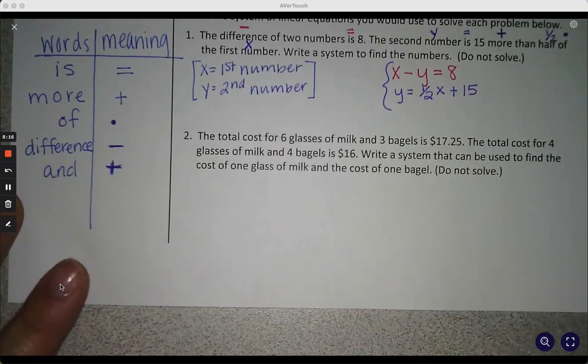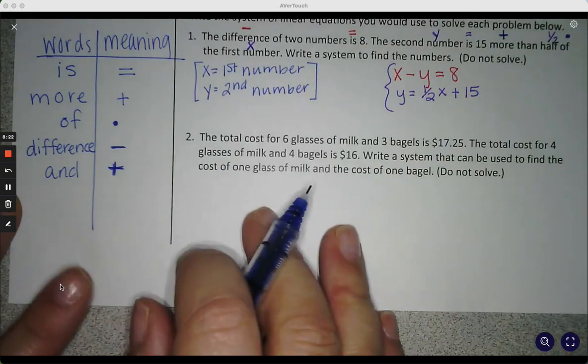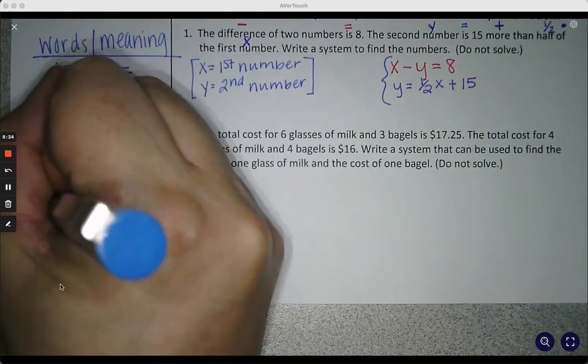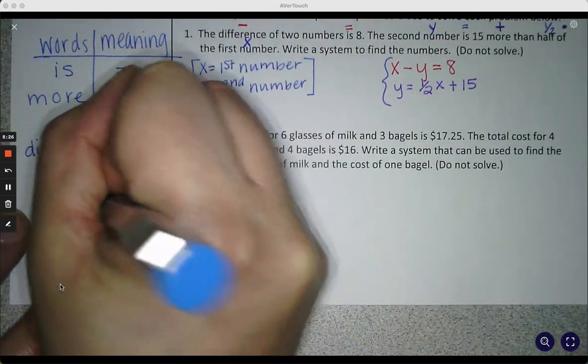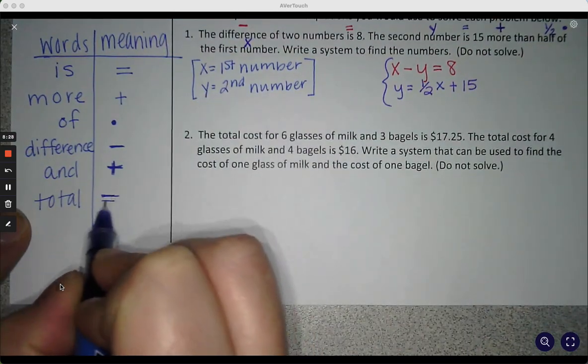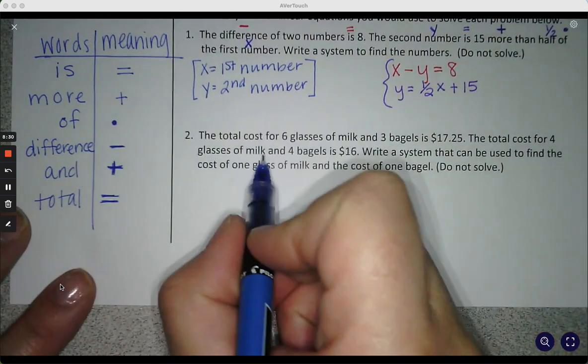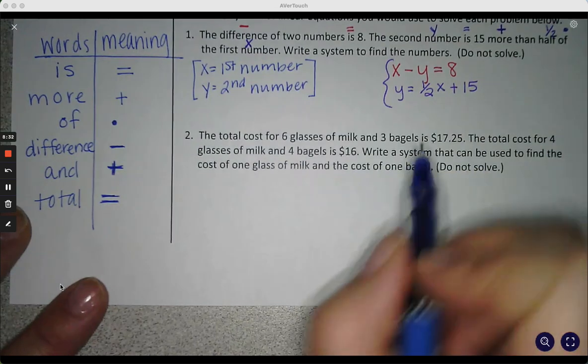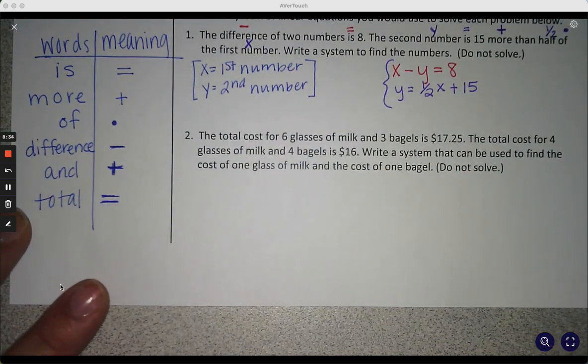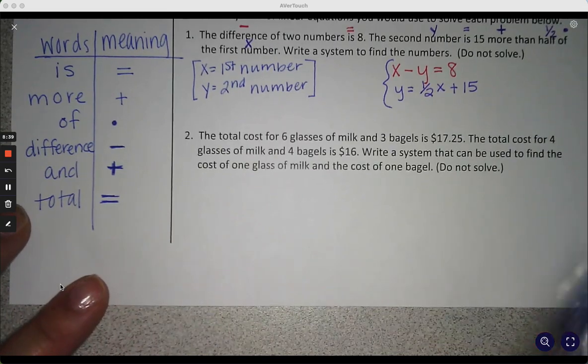Question number 2, the total, so I guess we could do total here too. Total is also another word for equals. So the total cost of 6 glasses of milk and 3 bagels is $17.75. The total cost of 4 glasses of milk and 4 bagels is $16. Write a system, don't solve.